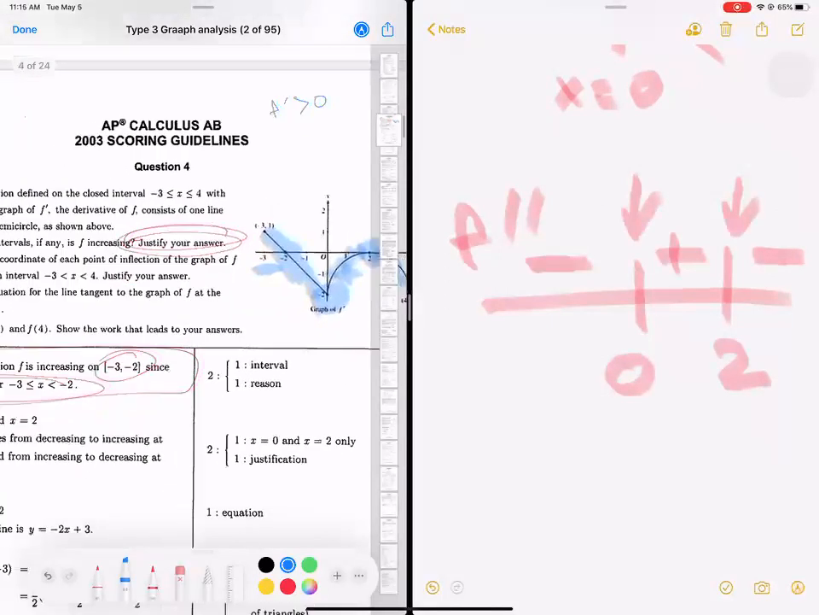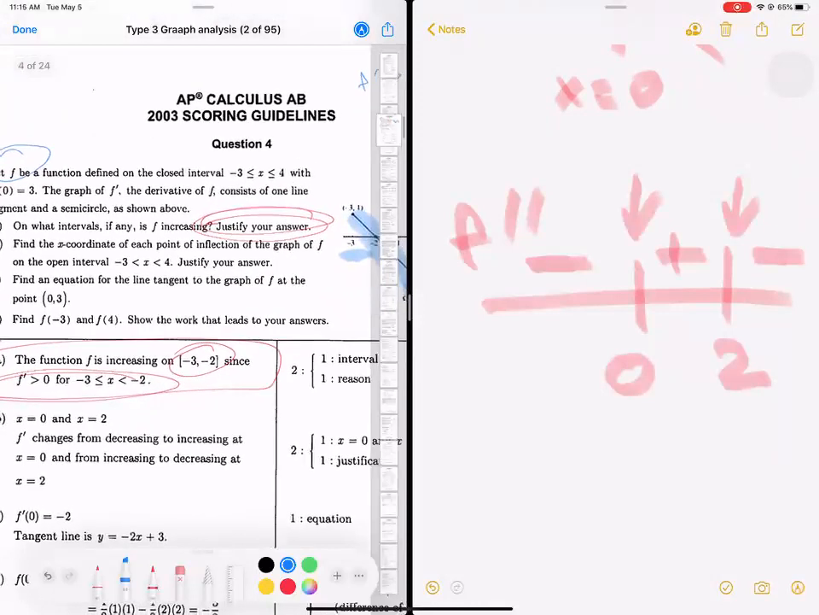So let's go back and read the question. Find the x-coordinate for each point of inflection of the graph of f on the open interval. So getting to the second derivative, we found out our critical points are 0 and 2, and we do have a sign change at 0 and 2.